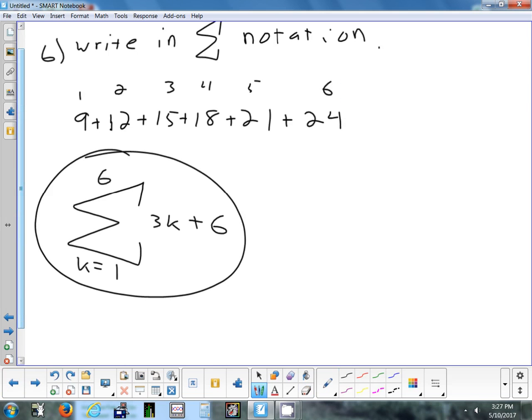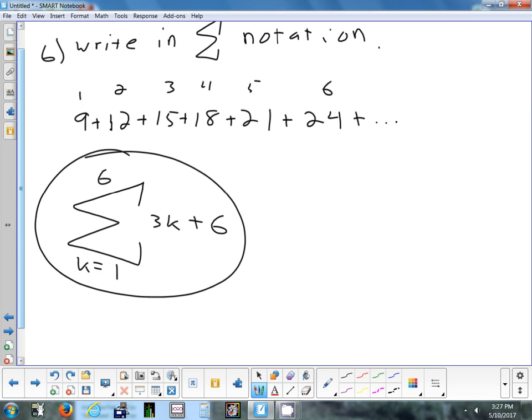What I just circled is exactly what I wrote up above. Because if you plug in 1, you get 3 times 1 is 3, plus 6 is 9, and then plus, now you go to 2. 3 times 2 is 6, plus 6 is 12. So you can't write it in sigma if it's a pattern? You can. Yep, if this was infinite, I would go like this.